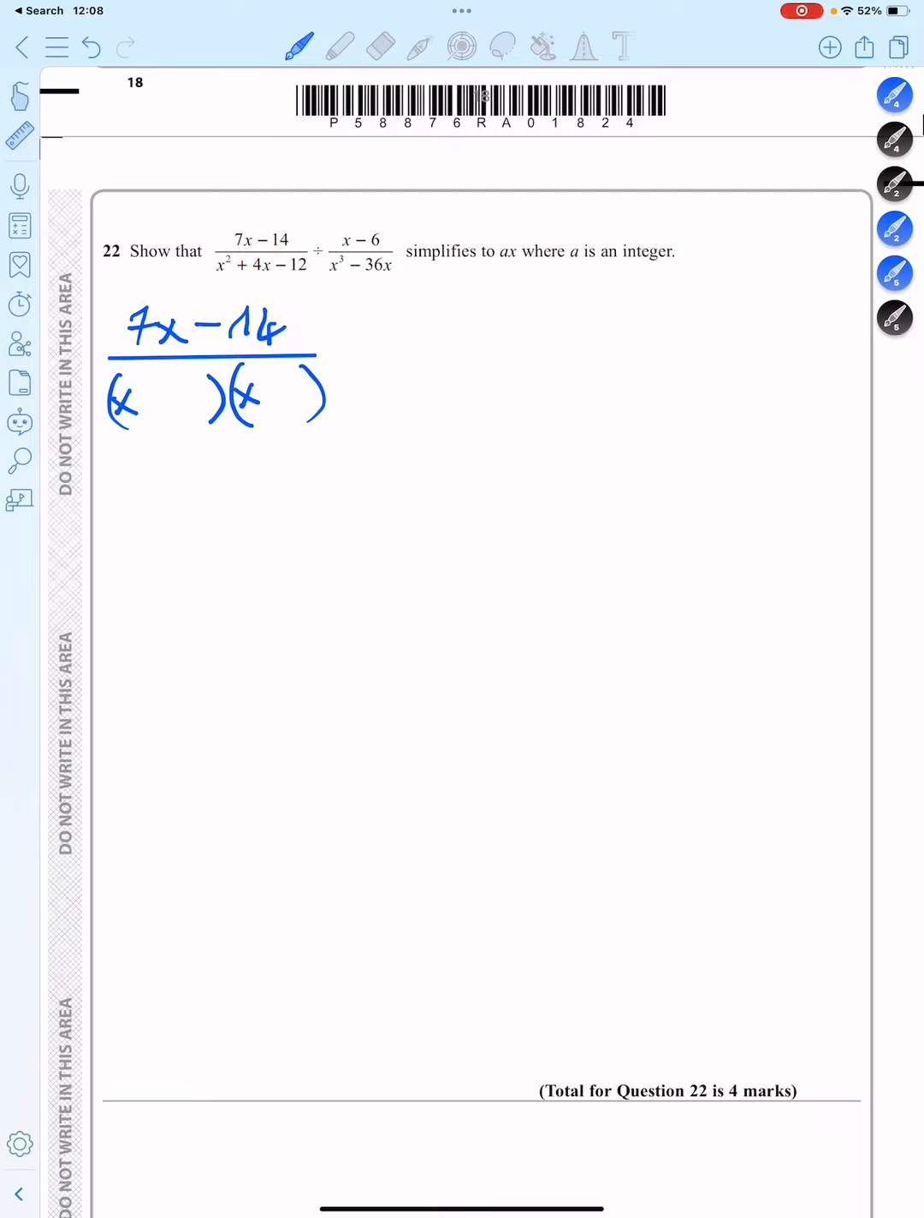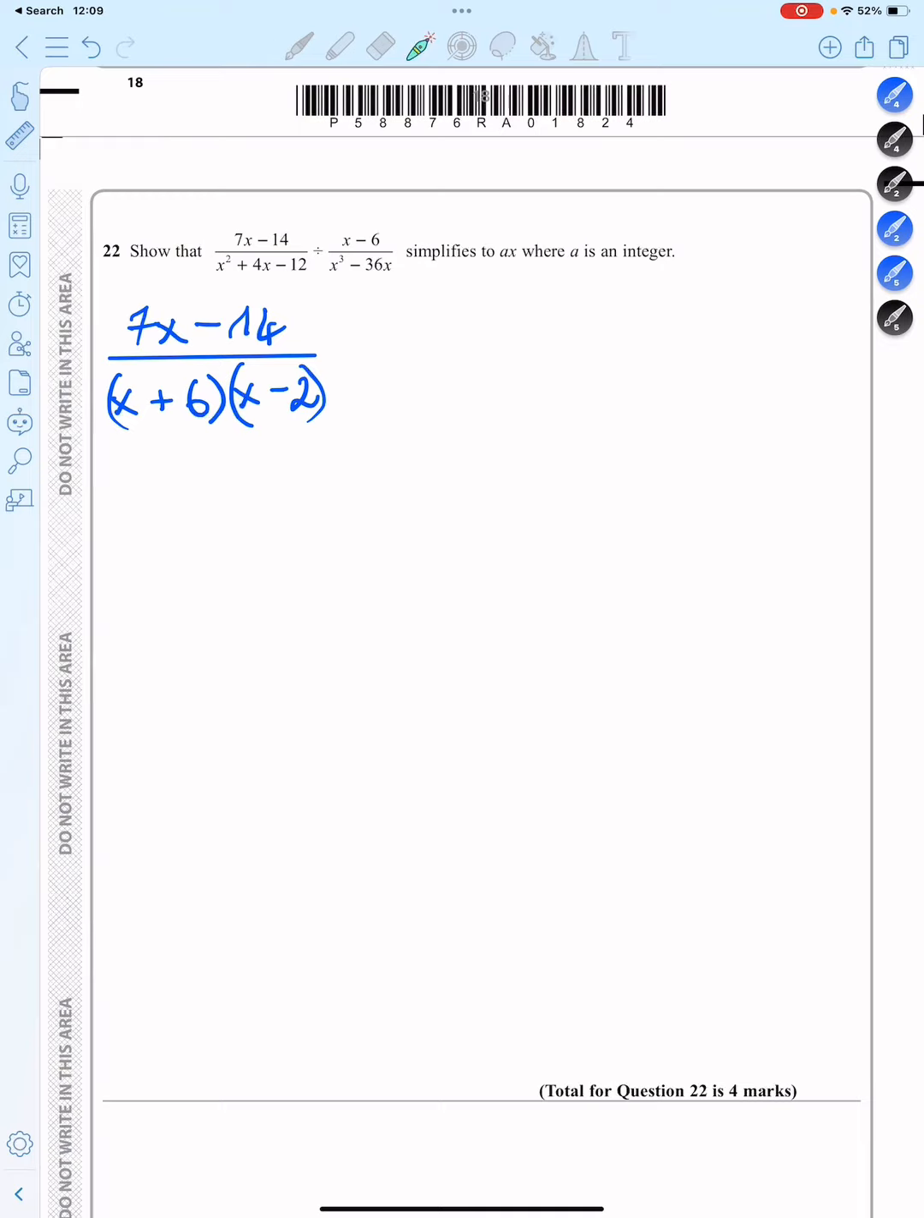So those 2 numbers are plus 6 and minus 2, because the product of these 2 is minus 12 and the sum is plus 4, because 6 minus 2 will give me plus 4. So I'm going to put these 2 numbers here, plus 6 and minus 2. So I have factorized the denominator.